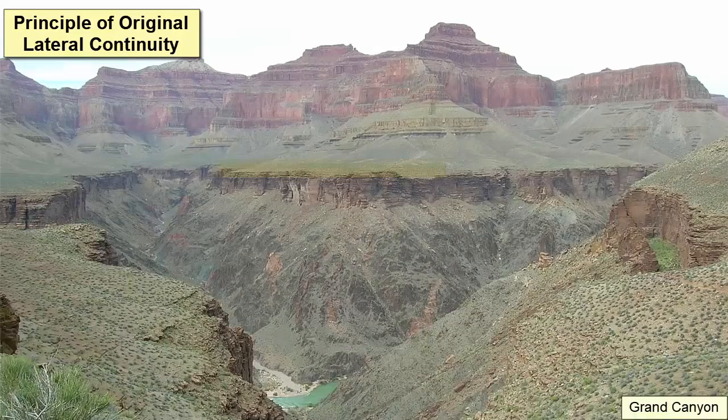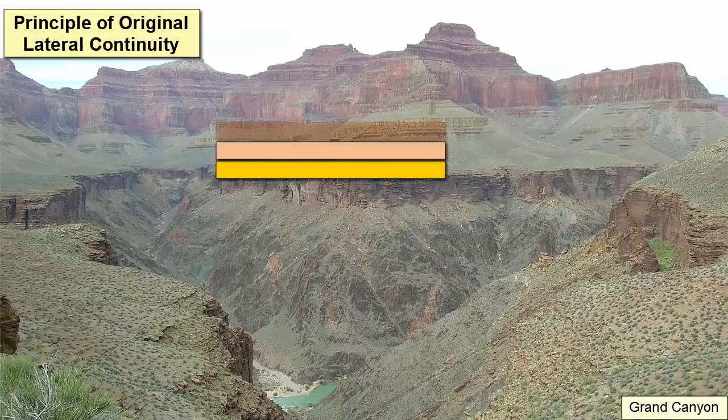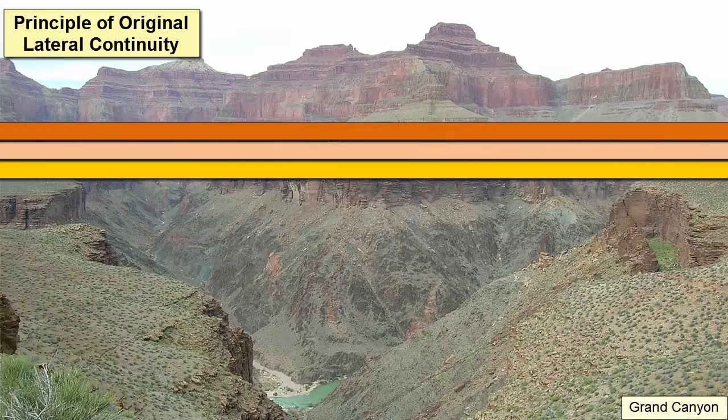The principle of original lateral continuity describes the tendency for lava flows and sedimentary beds to extend laterally in all directions until they thin to nothing or reach the edge of the depositional basin. In other words, they don't simply disappear.